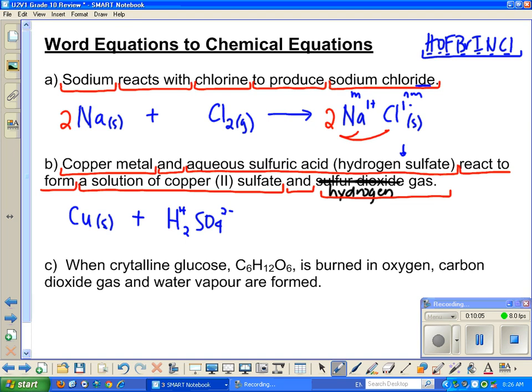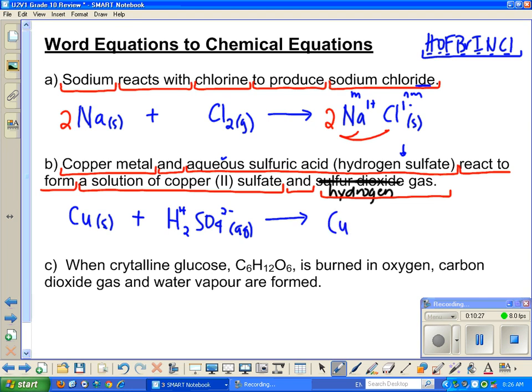And then in the question it says aqueous, so we can put AQ. So it means that hydrogen sulfate has been dissolved in water before it's being used as a reactant in this equation. React to form, communicated by an arrow, so to the right to show there's a transformation from left to right. A solution of copper 2 sulfate.